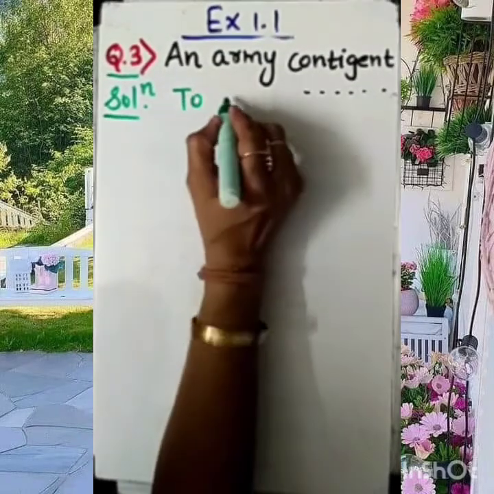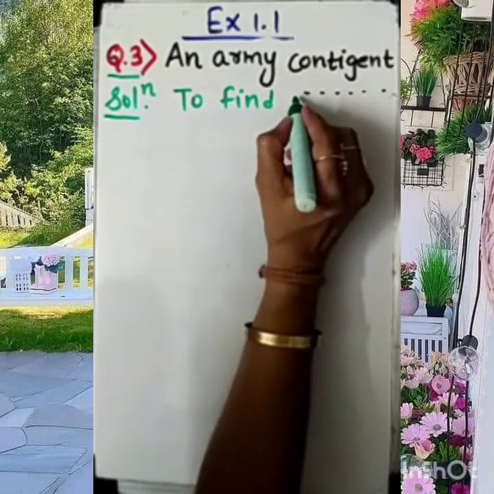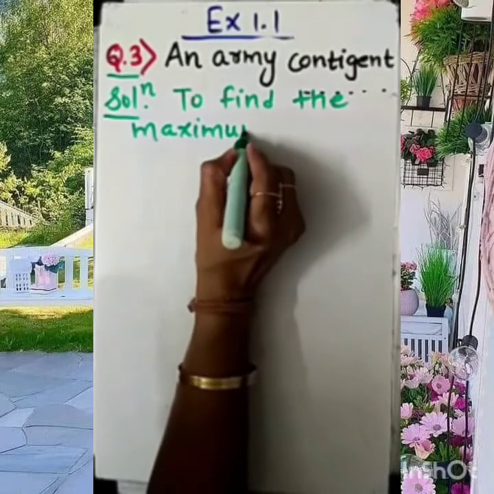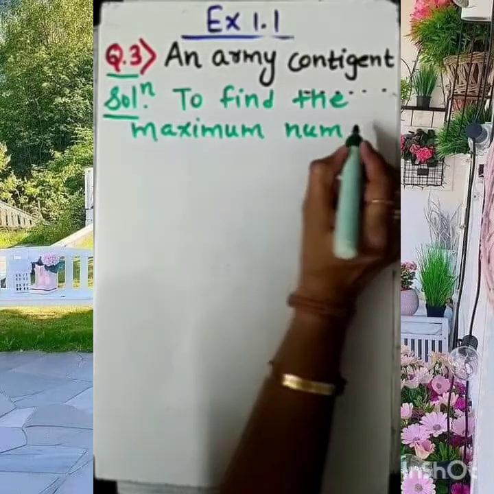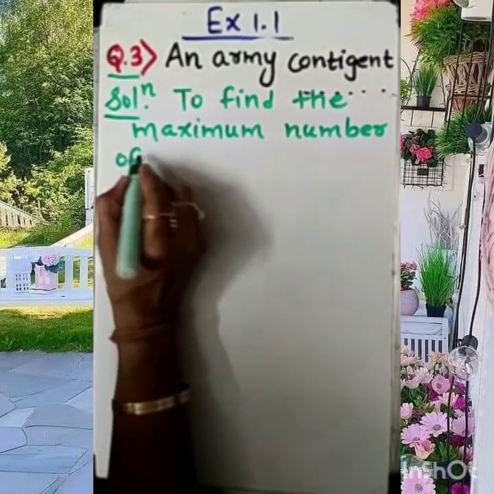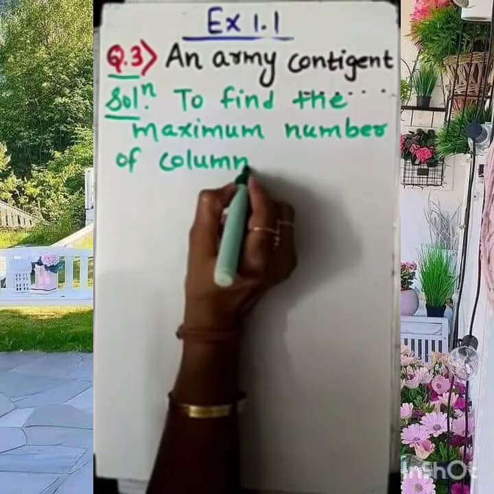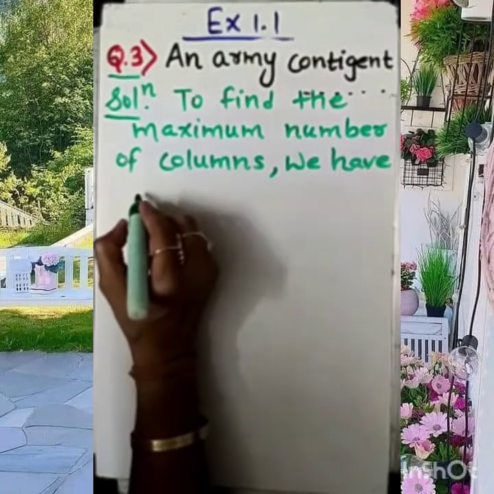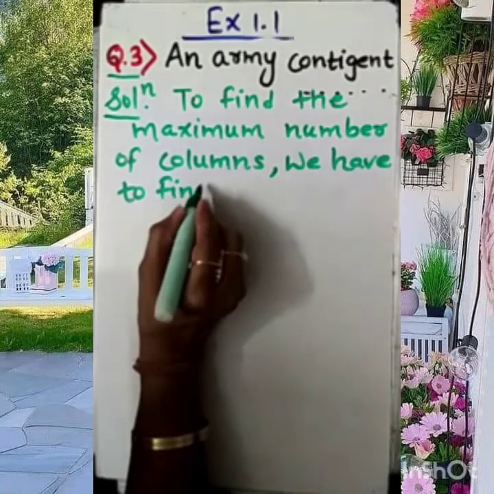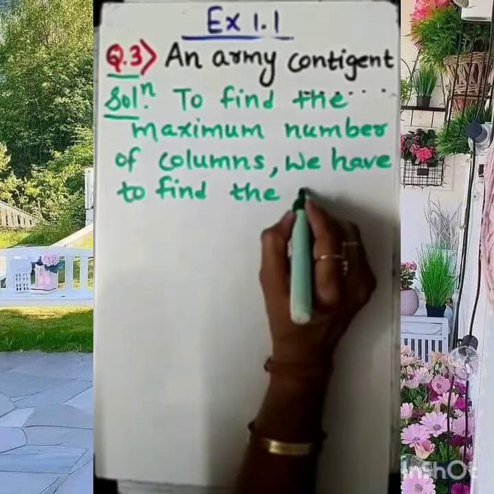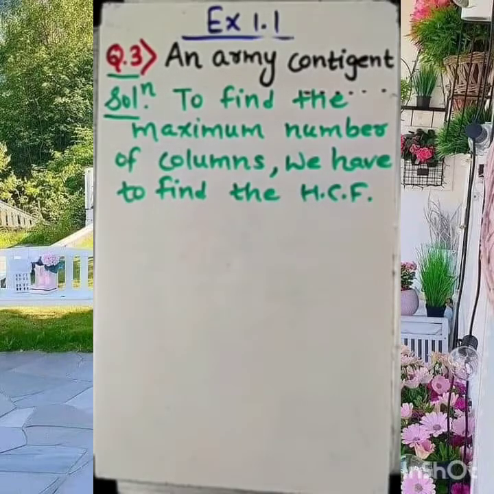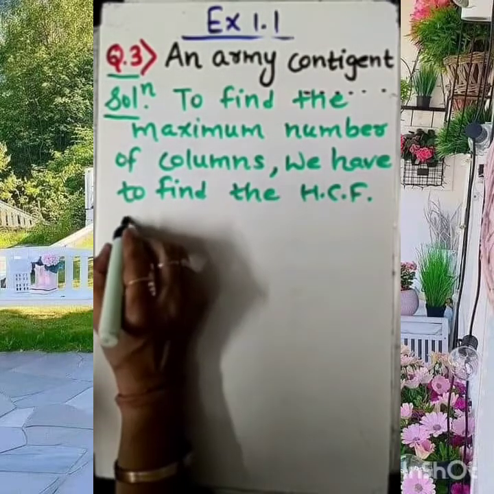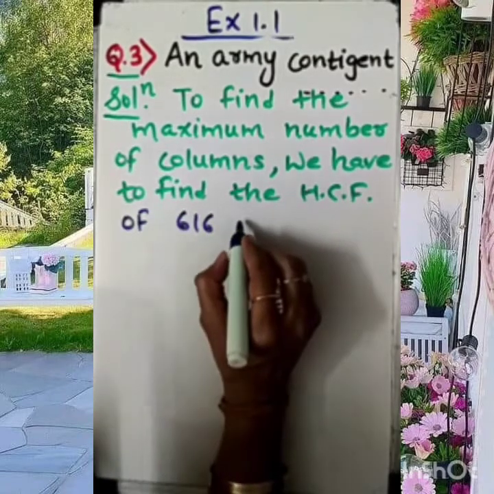To find the maximum number of columns, we have to find the HCF of, please keep this in mind, we have to find the HCF of which two numbers we are given. First is 616 and 32.